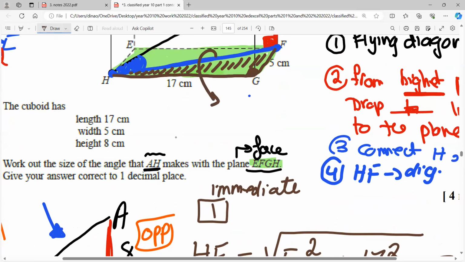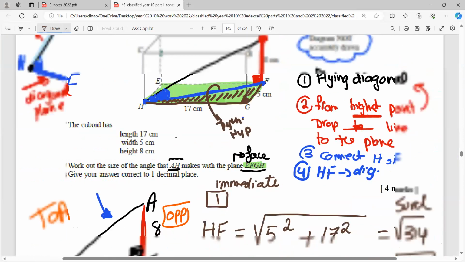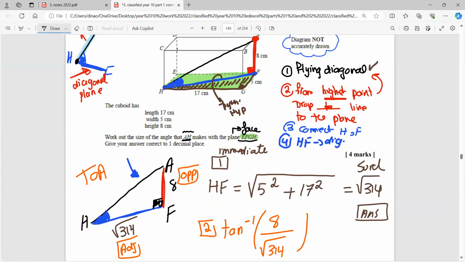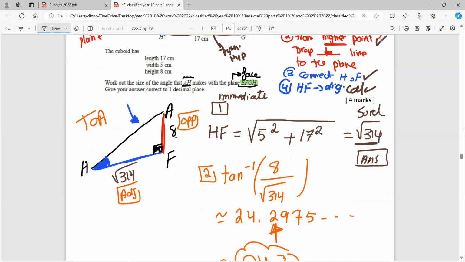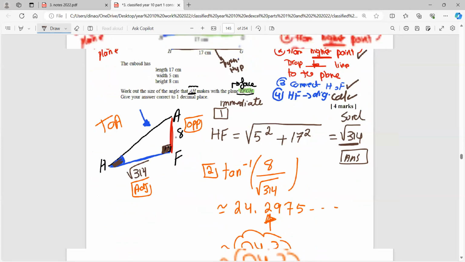And as we said, this diagonal is always calculated by Pythagoras theorem, and it is always a hypotenuse. So these are your steps 1, 2, 3, 4. Construct the flying diagonal, drop perpendicular, draw the diagonal in the plane, calculate the diagonal in the plane. And this diagonal, as we said, is always by Pythagoras theorem. We calculated it, and then I wrote the value on the diagonal, and then I applied SOH CAH TOA to simply calculate this angle over here.